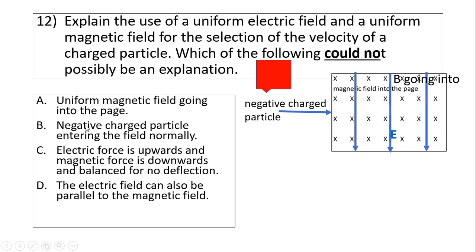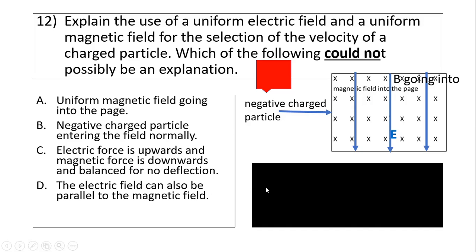Negative charge particle enters the field normally, correct? It must enter at right angle. Electric force is upwards. It shows it's an electron, so electric field is downwards. So it means that upwards must be positive. So electron must be deflected upwards there. So correct. Electric force is upwards and the magnetic force is downwards, and balance for no deflection, the two forces balance. Correct. Electric field can also be parallel? Cannot. It must be perpendicular to each other.